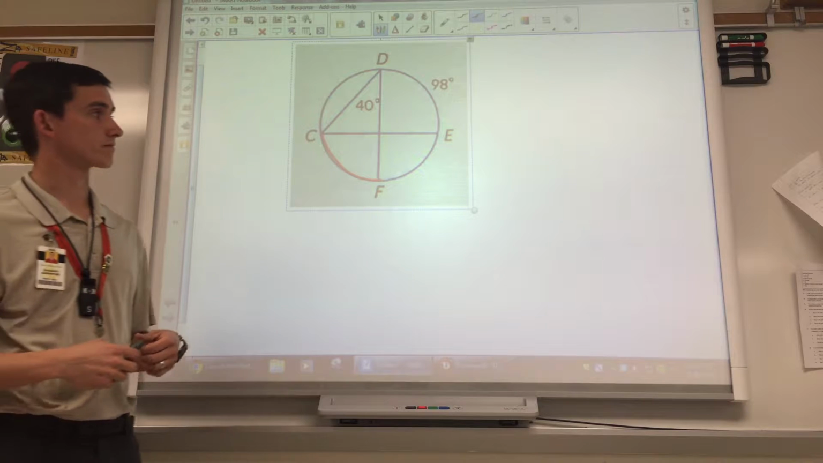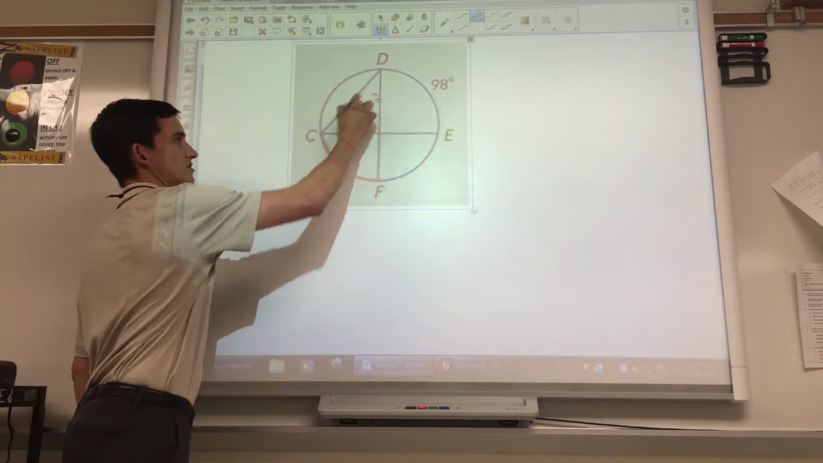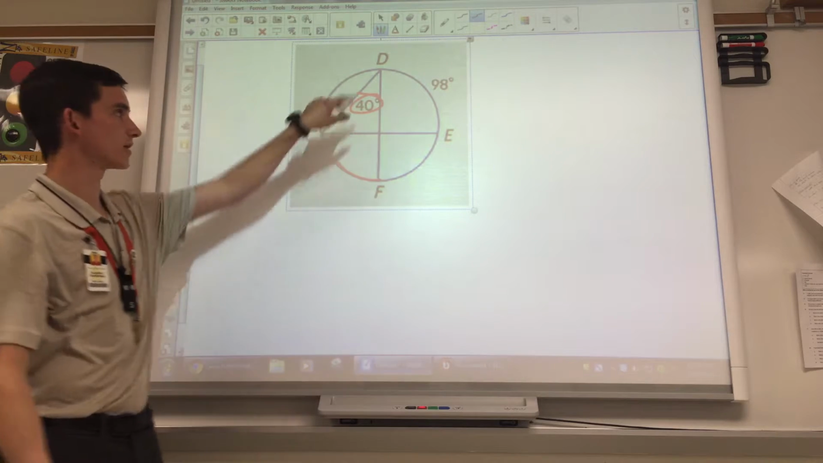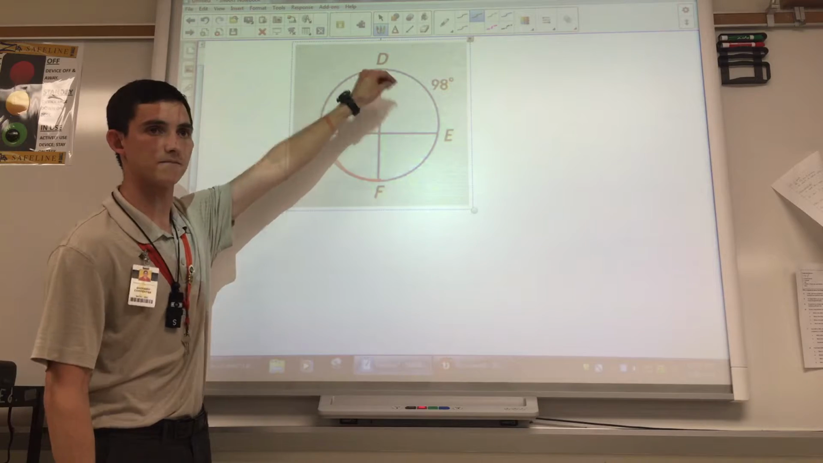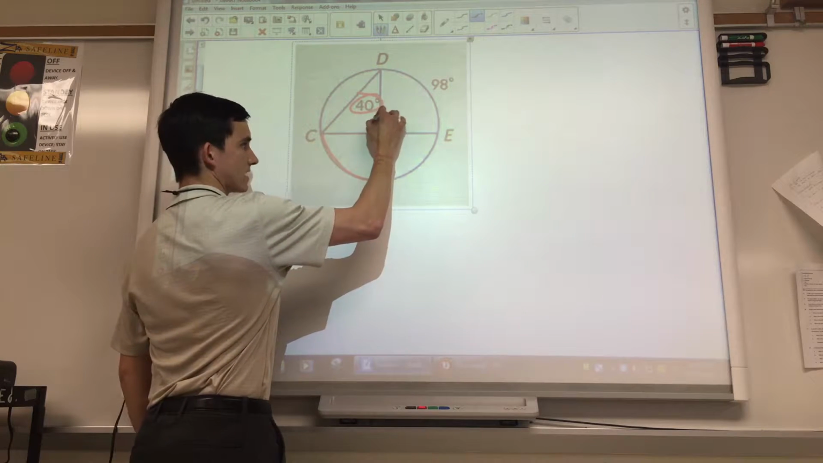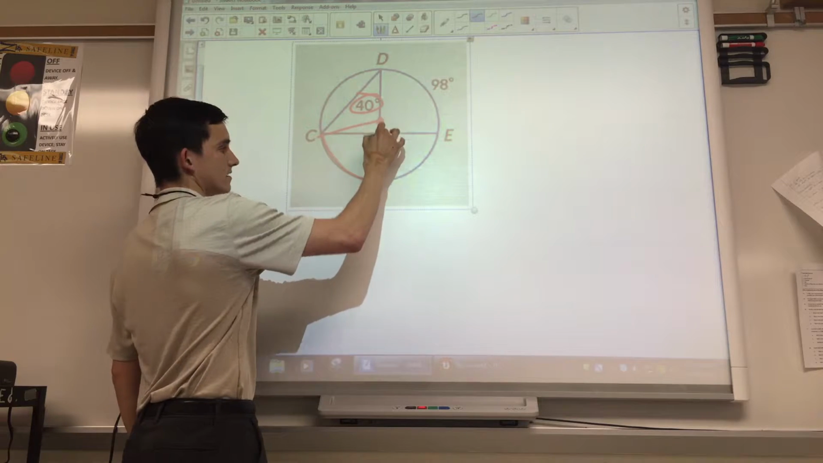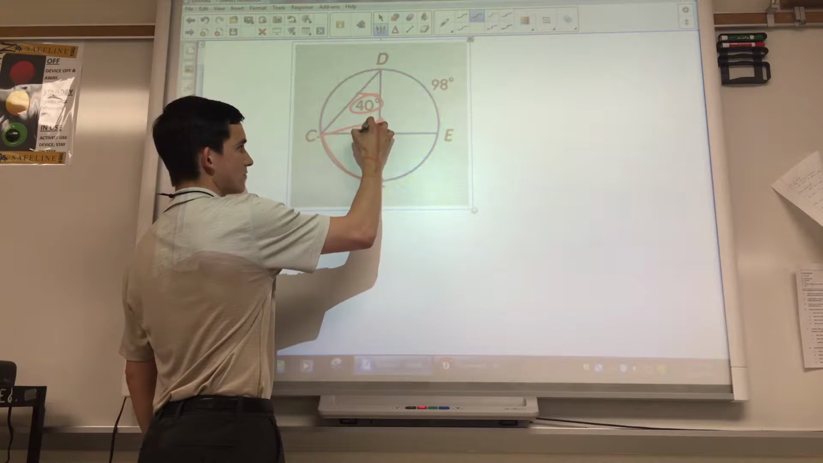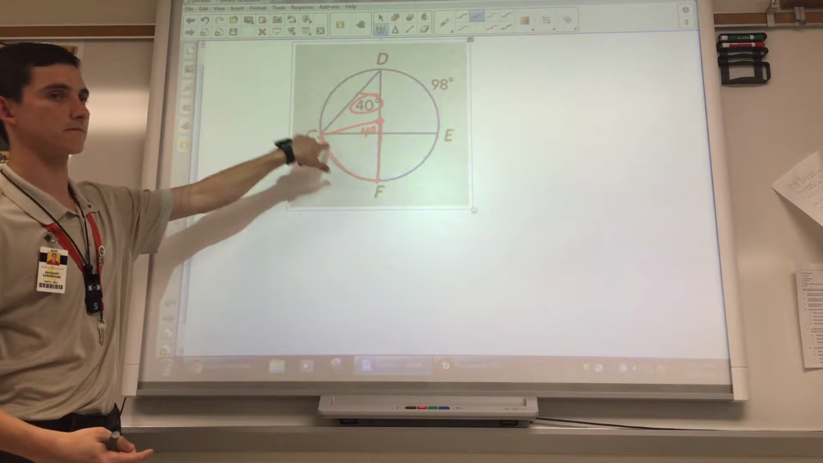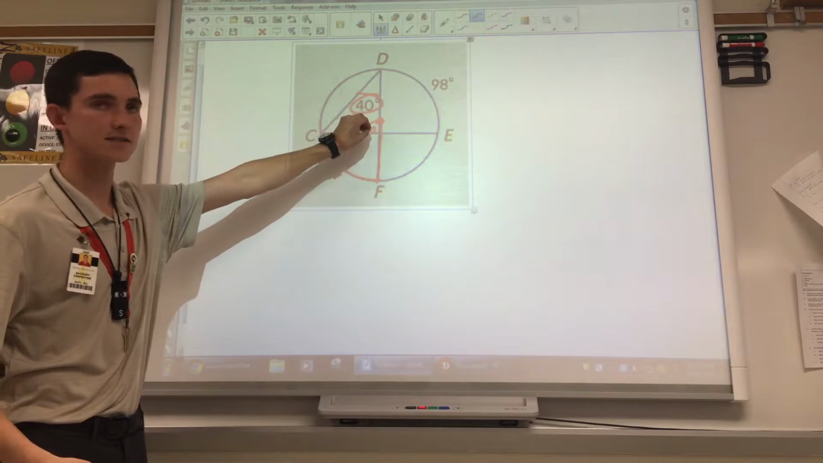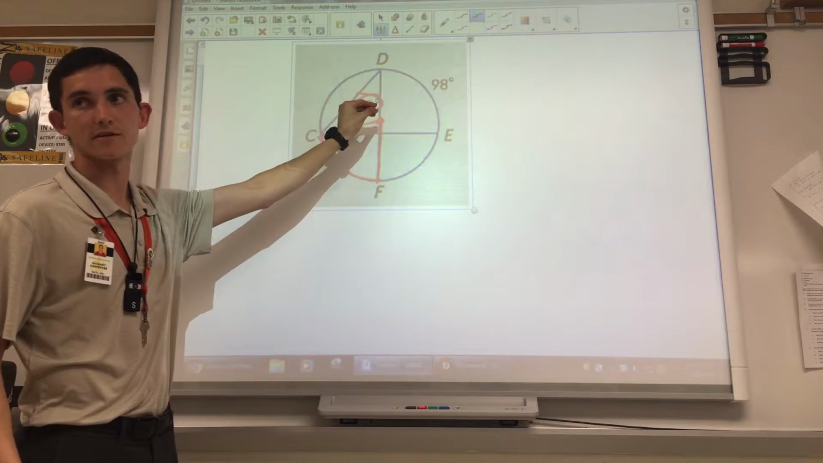90? Yeah. 80. How do you get 80? It's twice that 40, right? The 40-degree angle is on the outside. If it were dead center, and this were a 40-degree angle there, what would be the distance of this? That'd be 40, right? If it's dead center, then the arc length is the exact same. If it's on the outside, then the arc length is half of it.